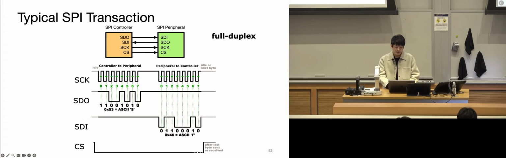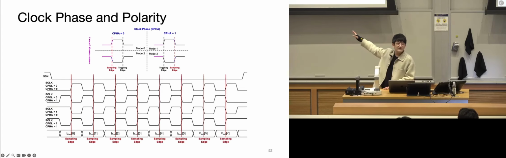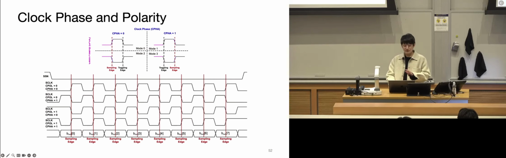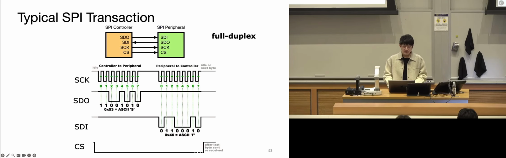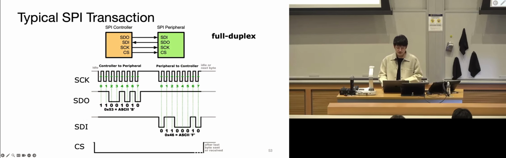And like a tip, are we clear on what 0 and 1 mean? Okay, it might be a little bit confusing, but just remember what each means, and that should be good. This is like a typical SPI transaction.